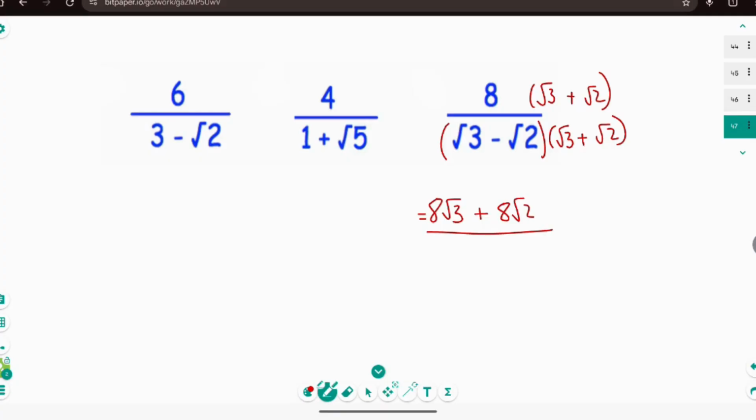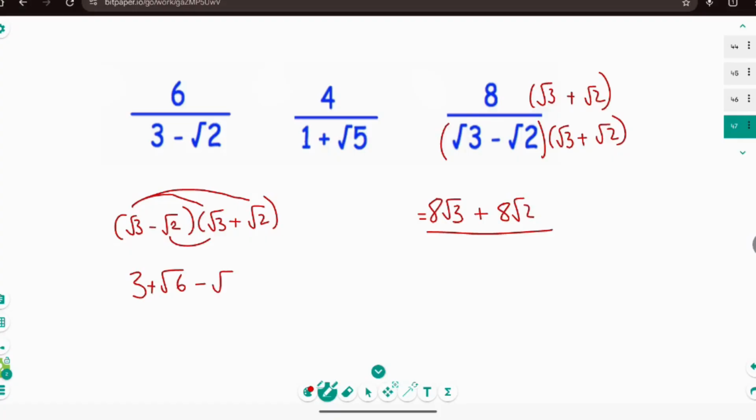The denominator. Root 3 times root 3, 3. Root 3 times root 2, root 6. Minus root 2 times root 3, minus root 6. Negative times positive is negative. Root 2 times root 2, 2. 3 take away 2 is 1. Root 6 minus root 6 cancels out over 1. And if it's over 1, it's just 8 root 3 plus 8 root 2.